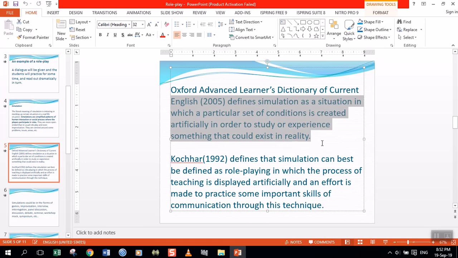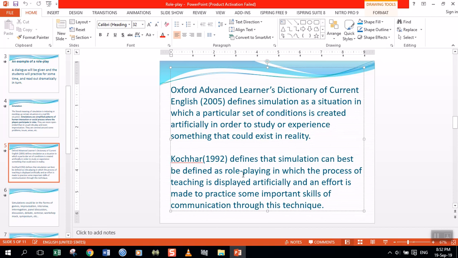Similarly, there are also simulations of the movement of the earth, the planets, and the sun. So we are able to see it because it is being simulated so well. Therefore, simulation is a situation where a particular condition is being created artificially, and that is how we are able to study it and relate our own experience to that situation.